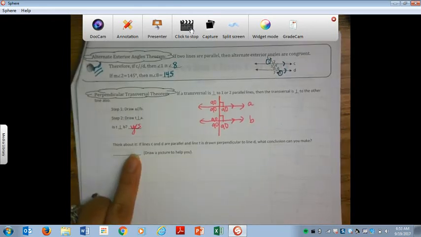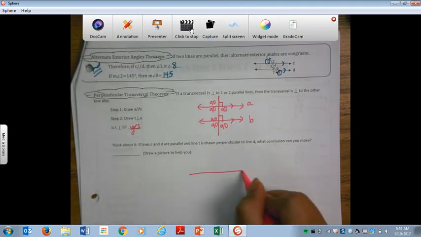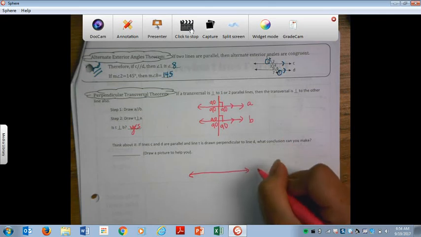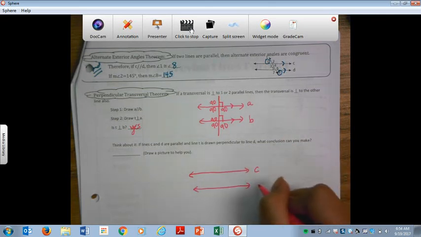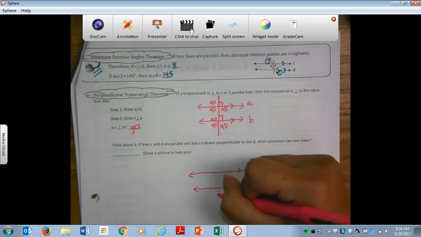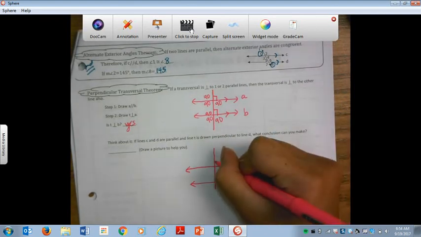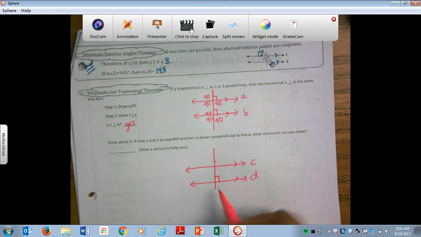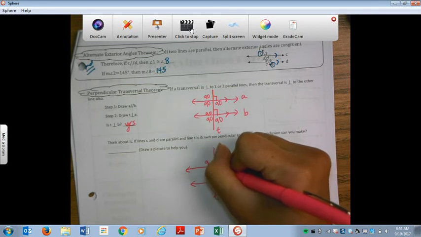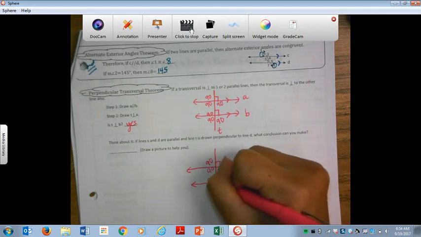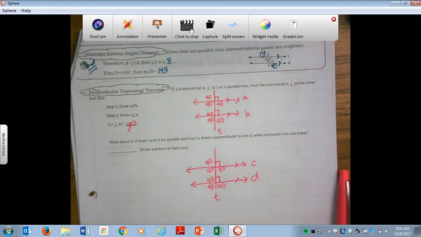All right. Now, think about it. If line C and D are parallel and line T is drawn perpendicular to line D, what can you make? Draw a picture to help you. So, line C and D are parallel. Okay, so let's go backwards. C and D are parallel. And line T is drawn perpendicular to line D. Well, it's the same thing. You know that if T is perpendicular to line D, you know that this is also perpendicular, creating the same effect. And that's today's lesson.